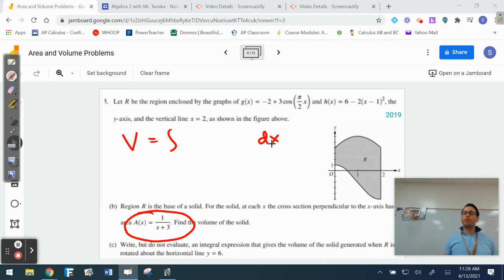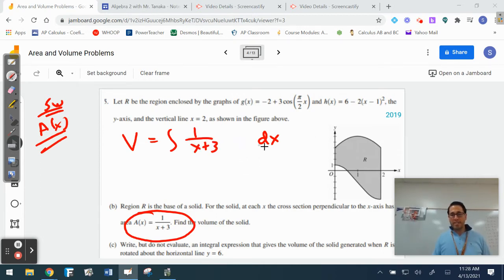Now remember, whenever we're doing cross sections, I made you go over here to the side and find the area of one of the cross sections. They give me the area of one of the cross sections. It's just 1 over x plus 3, and since it's dx, we're going to go from 0 to 2. But once again, you've got to find this by hand. Okay, well, how do I find it by hand? Well, that's 1 over something linear. Whenever it's 1 over something linear, remember, it's always a natural log of that something.